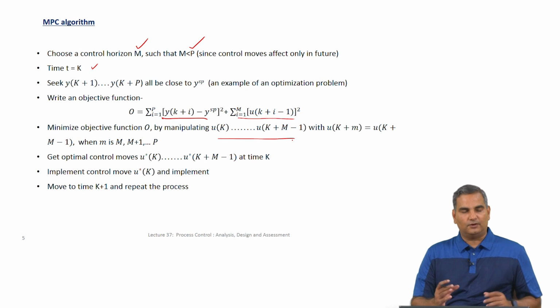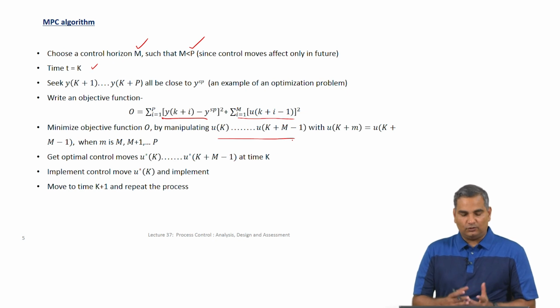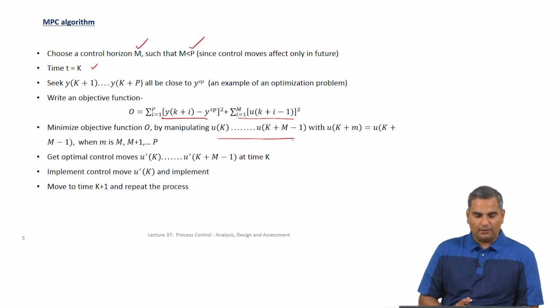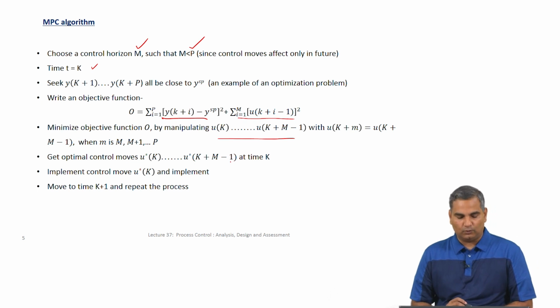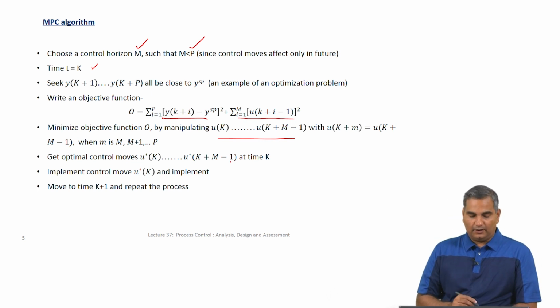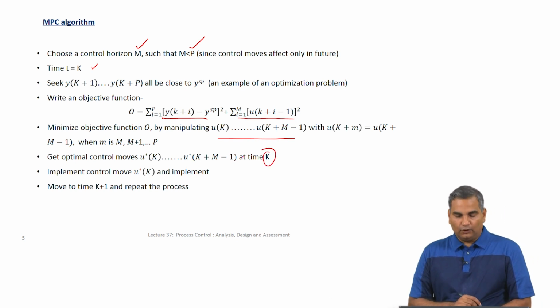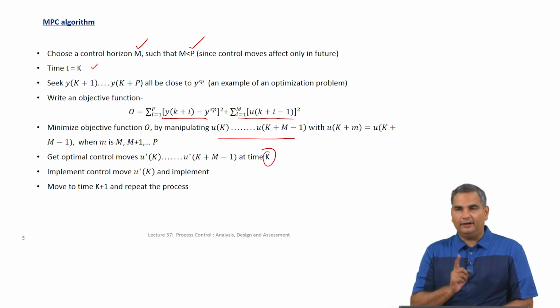So, we are talking about a formulation here, and the actual solution is sent to an optimization solver, which will solve for this, and then it will give you the optimal control moves u star k up to u star k plus m minus 1. Notice that all of these control moves you are going to get at time t equal to k. So, at time t equal to k, you really need only one decision to be made, right, which is that I have to implement a control move here.